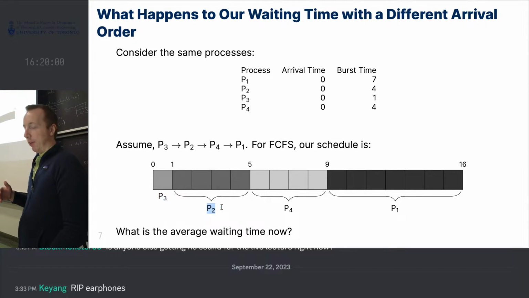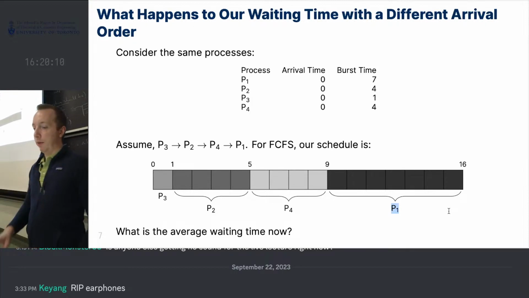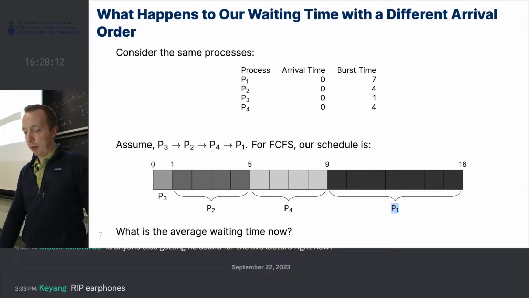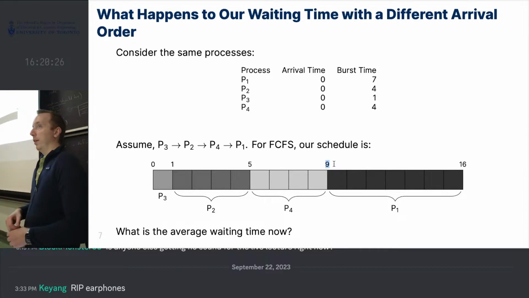Then, based off the line, P2 runs for 4, then P4 runs for 4, and then P1 runs for 7. So if we were to calculate the average waiting time now, P3 waits around for 0, P2 waits around for 1, P4 waits around for 5, and then P1 waits around for 9. So 9 plus 5 plus 1 plus 0 divided by 4, that's 3.75.